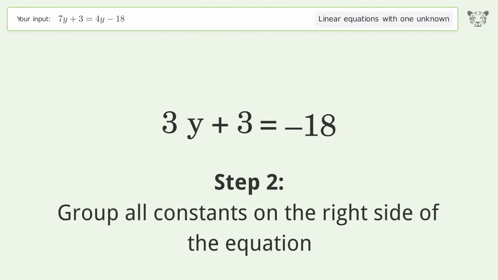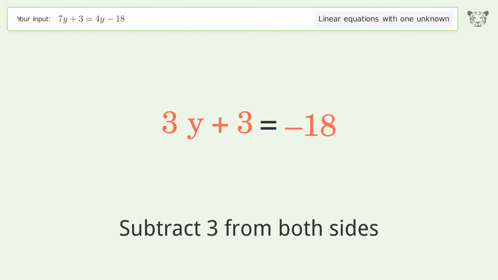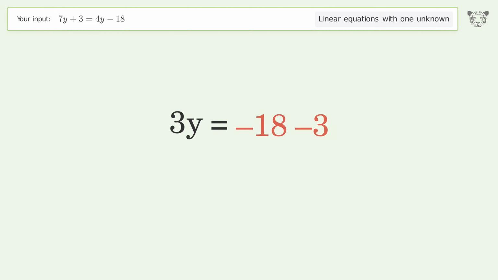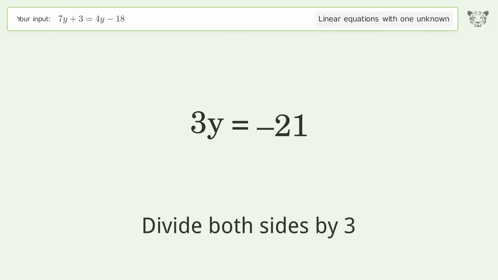Group all constants on the right side of the equation. Subtract 3 from both sides. Simplify the arithmetic. Isolate the y. Divide both sides by 3.